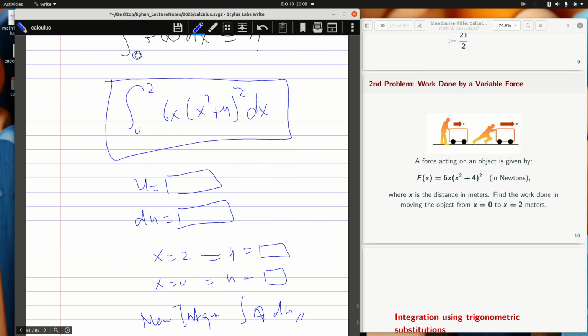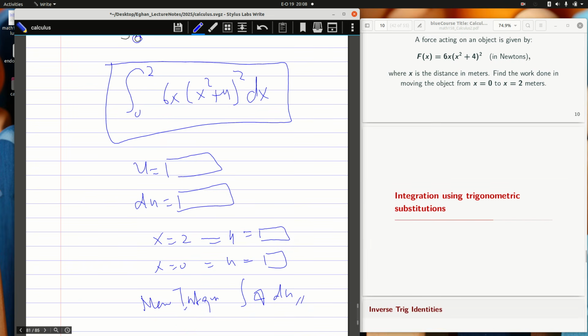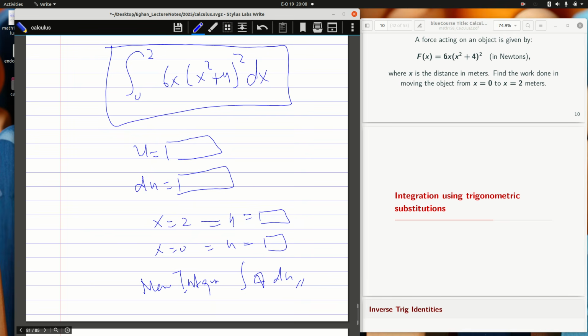So find the force, or rather the work done, when it has been moved from 0 to 2 with the use of the substitution. In the next video, we're going to take the last aspect of substitution, that is using the trig inverse identities. Stay tuned.